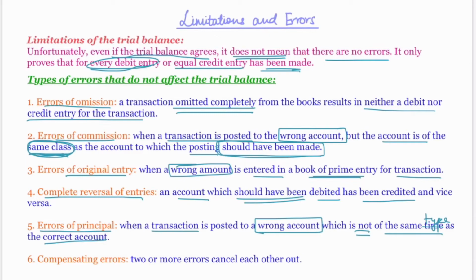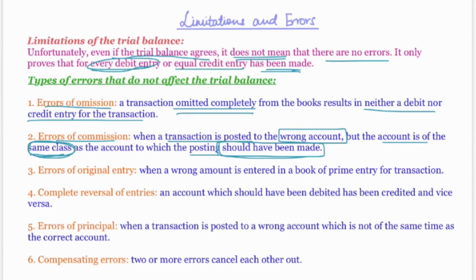Next, compensating errors. This is when two or more errors cancel each other out. For example, an invoice for $2,200 in the sales journal is posted to the customer's account as $2,000, and at the same time, the sales journal total is understated by $200. Then the debit balance on the customer's account and the credit balance on the sales account will both be understated by $200.